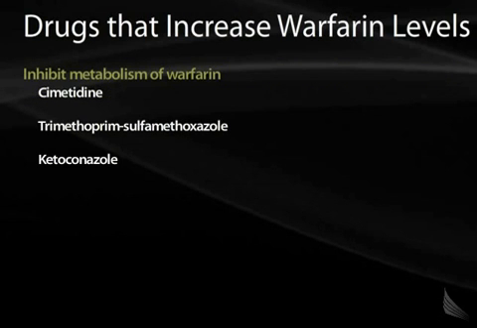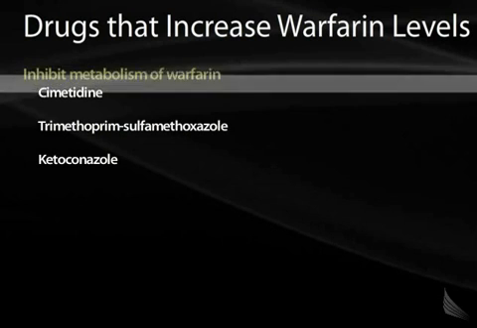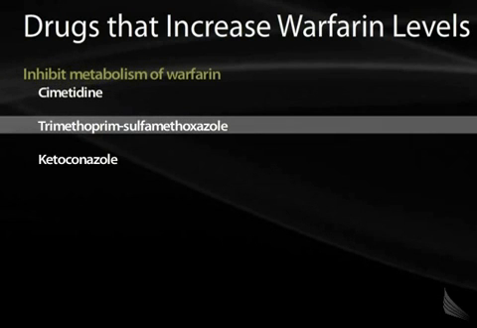Certain drugs can increase warfarin levels. These drugs inhibit the metabolism of warfarin through the cytochrome P450 system, specifically the 2C9 subtype. And these are cimetidine, trimethoprim-sulfamethoxazole, also known as Bactrim, and ketoconazole.